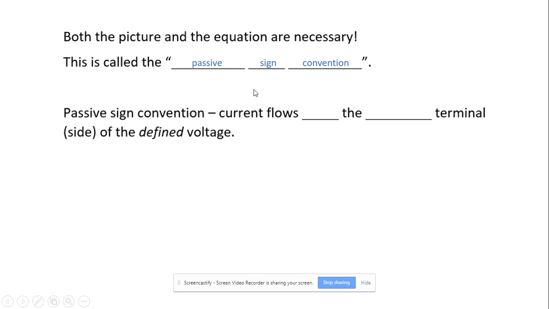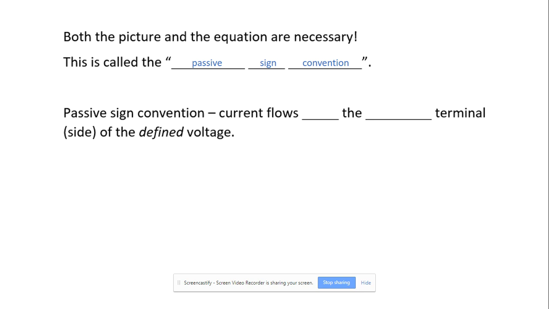Alright, so it's important to note again that both the picture and the equation are necessary. And the reason this is necessary is because of passive sign convention. Okay, so this is really, really important, and a lot of people get confused with this notation. So you really want to make sure you have a hand on it now.